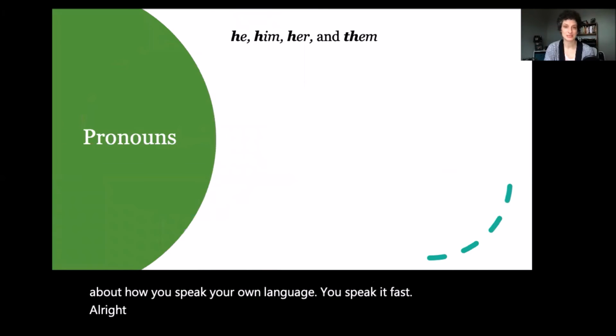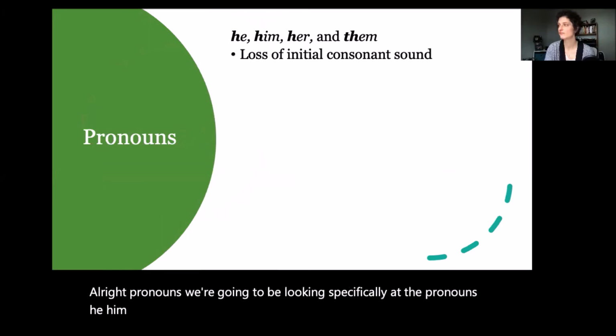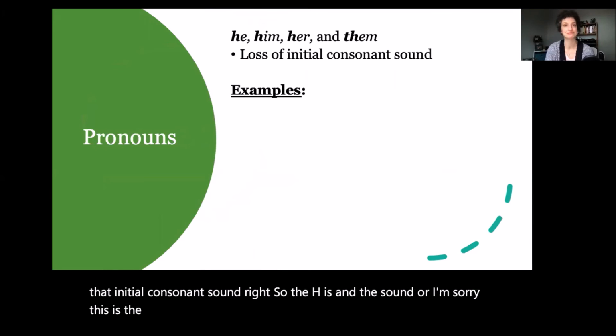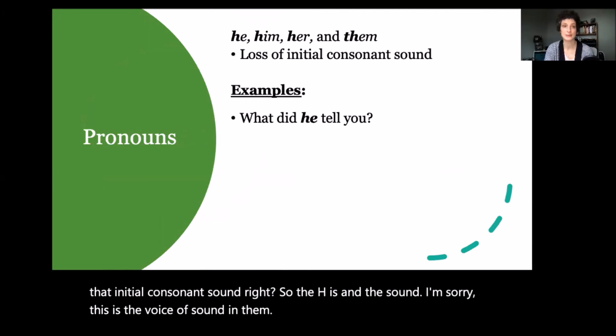All right, pronouns. We're going to be looking specifically at the pronouns he, him, her, and them. And for all these pronouns, we are going to lose that initial consonant sound, right? So the H's and the th sound, the voiced eth sound in "them." So let's look at some examples.